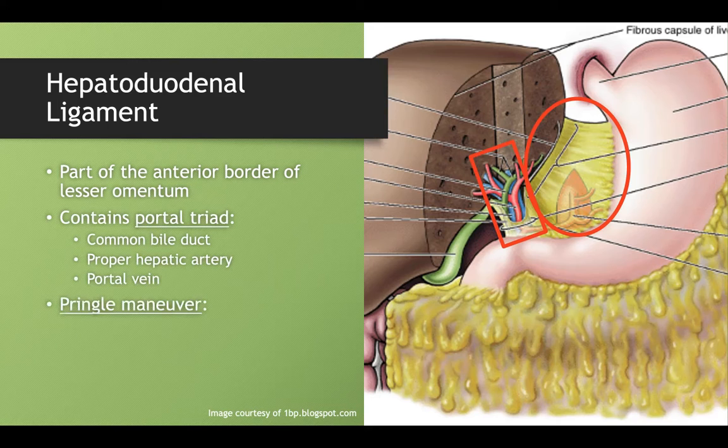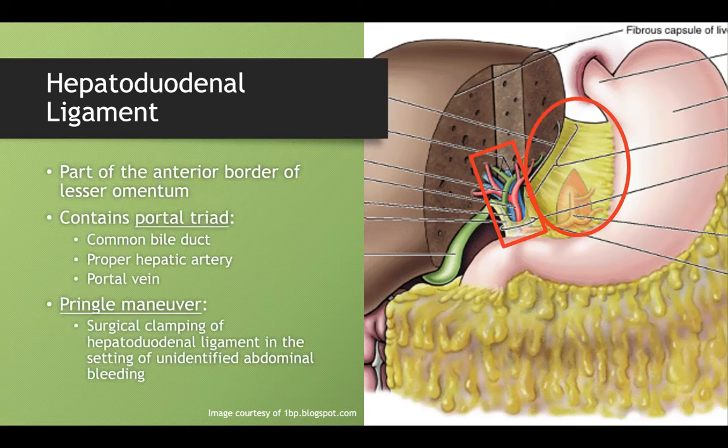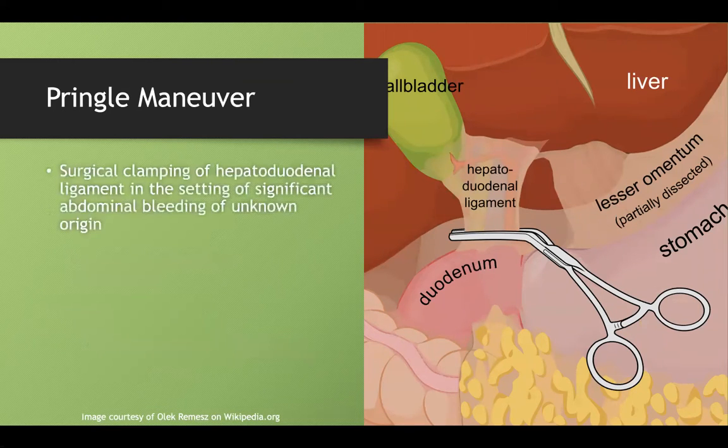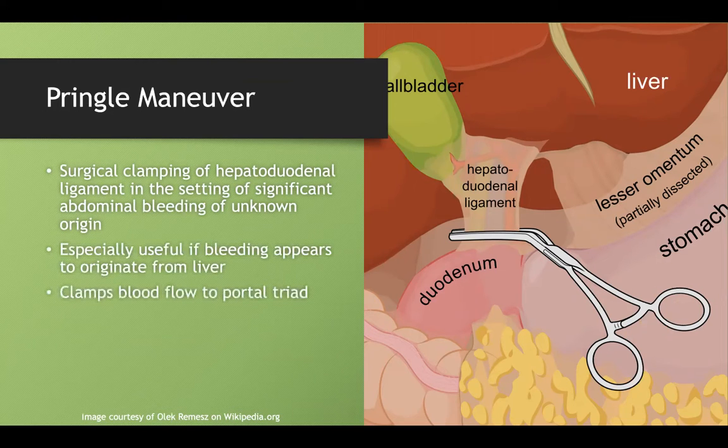And one important clinical consideration is that we can actually do something called a Pringle maneuver, which is where we clamp down on this ligament, which would also clamp down on the portal triad, and it can give us an idea of where a bleed might be coming from. So let me just talk about this really quickly. We have the Pringle maneuver. You can see here that the hepatoduodenal ligament and the portal triad are clamped. And so we would use this if we see something bleeding, especially around the liver, but we don't know exactly what's causing the bleed. And again, this is clamping blood flow to the portal triad, which are these three vessels we just talked about.